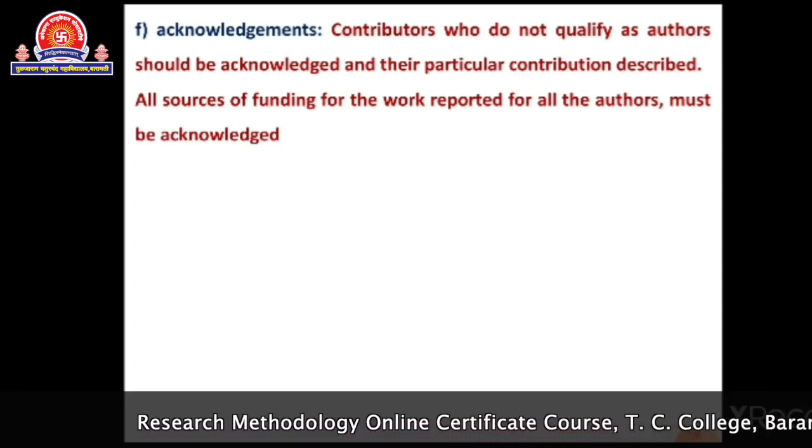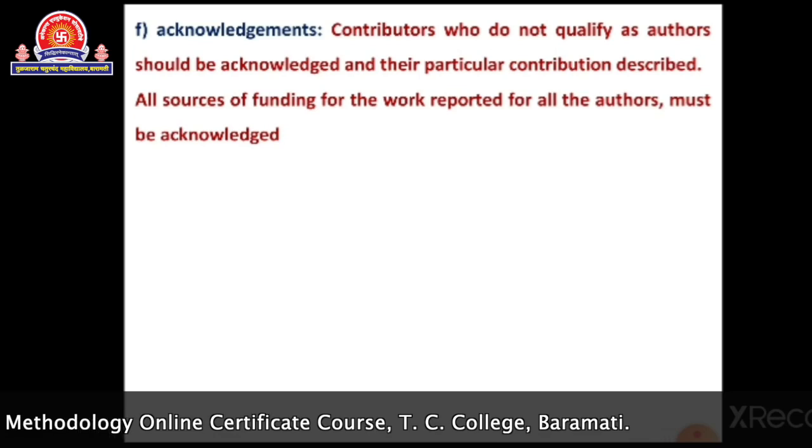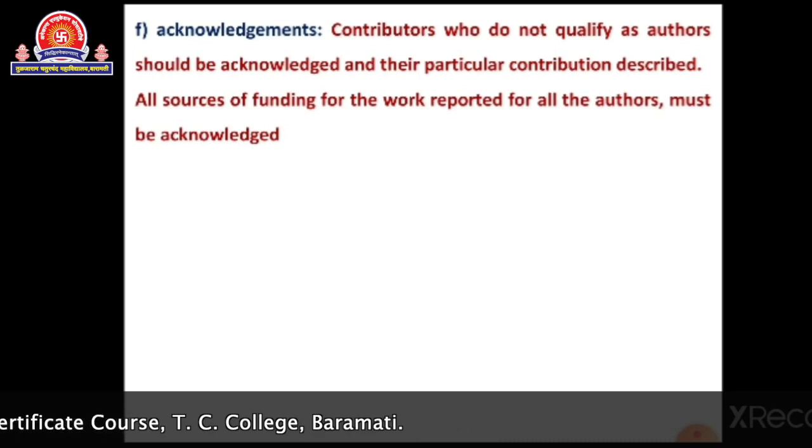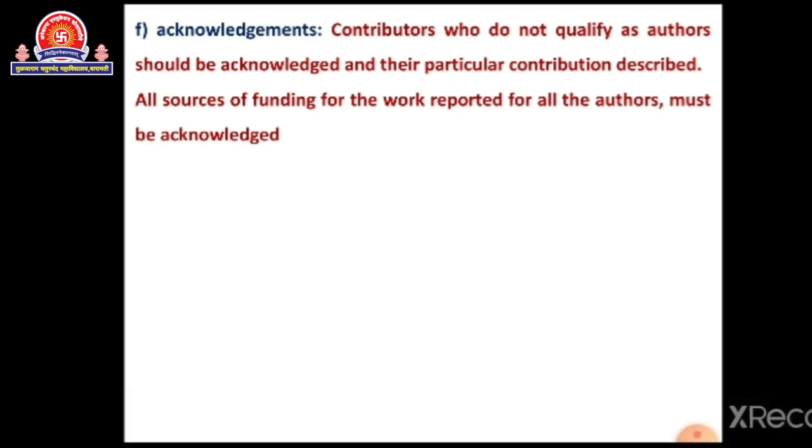So we cannot mention them in the list of authors. So how to acknowledge them is, you can mention these contributors in the final acknowledgement section. These are the contributors who do not qualify as authors, so you are not listing them as authors. They should be acknowledged, and their particular contribution should be described in the acknowledgement section.